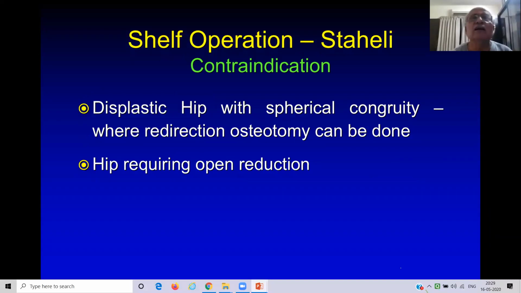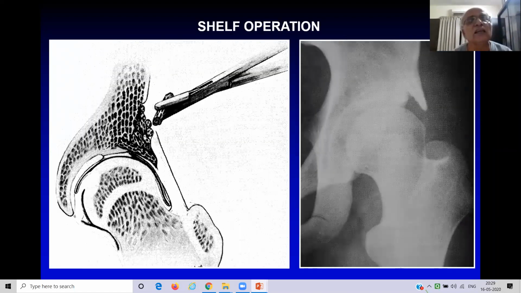Contraindications of shelf: a dysplastic hip with spherical congruity where a redirection osteotomy can be done. A hip requiring open reduction, it cannot be done. So what we do, at this pericapsular area, just above the capsule, we try to roughen the area and put some corticocancellous graft, thinking that some amount of shelf will form in the pericapsular area. That is the reason this was done.